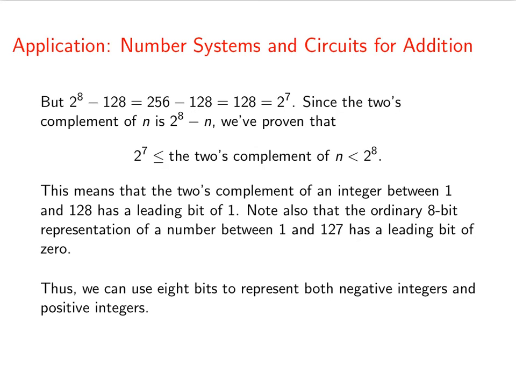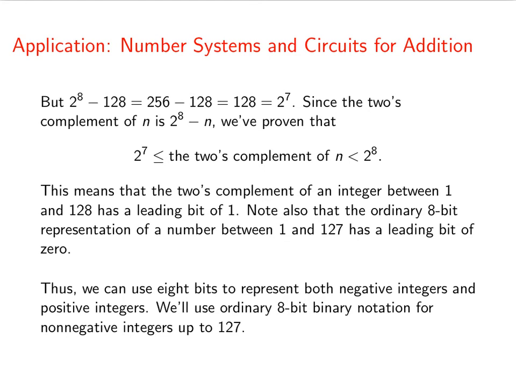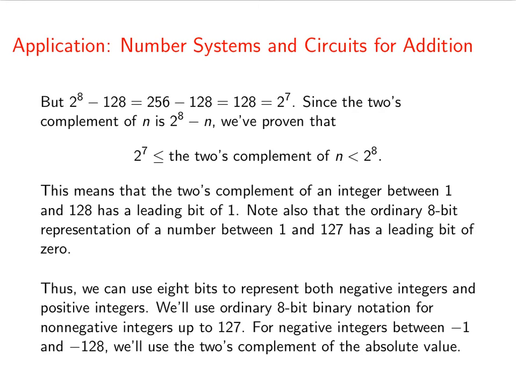Here's how we'll do it. We're going to use ordinary 8-bit binary notation for non-negative integers up to 127. So that's 0 up to 127. For negative integers between -1 and -128, we're going to use the 2's complement of the absolute value of the number.